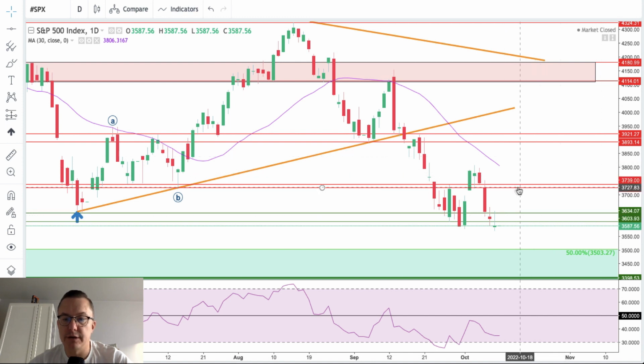We are trading below the 30-day moving average. Momentum is negative. Bears have control over this market. Just recently we touched the lows of the 3rd of October 2022, 3,576, and it looks like this bearish pressure might result in a test of 50% of the Fibonacci retracement of the whole move to the upside.